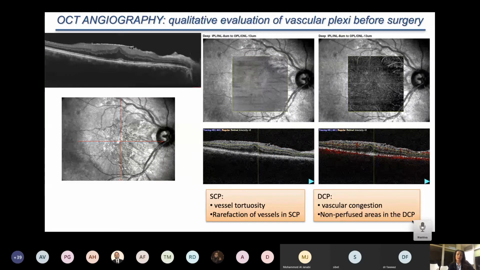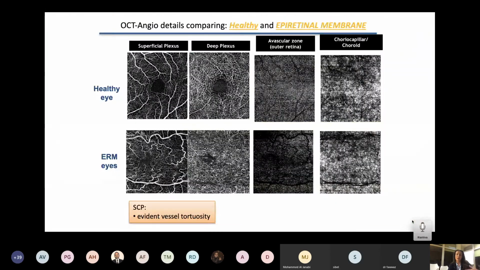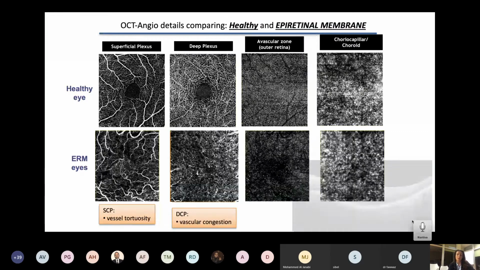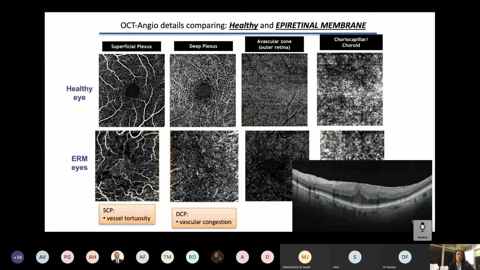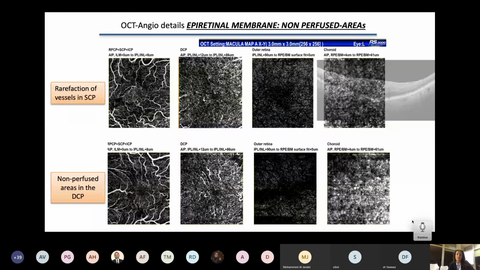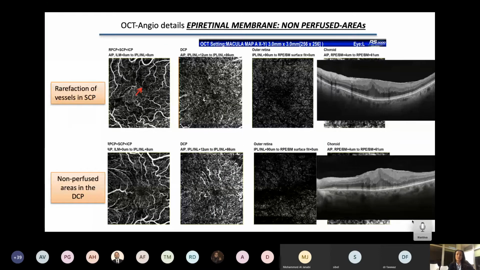We can see a case of epiretinal membrane compared to an LTI, and we can see the OCTA shows above all a vessel tortuosity in the superficial capillary plexus. In this case, we can see also a vascular congestion in the DCP. And another finding we have often observed in the deep plexus is the presence of non-perfused areas, also already described in the literature.